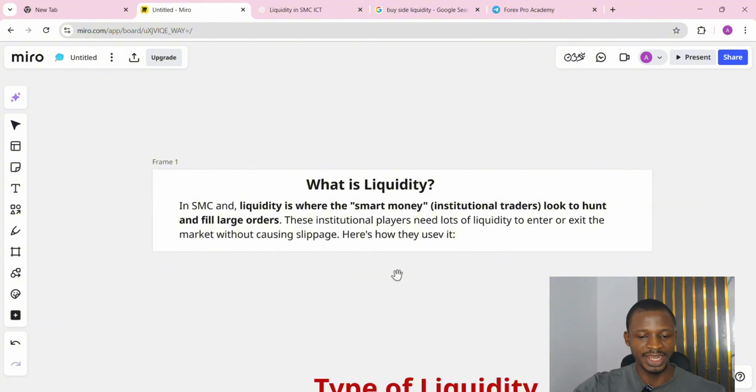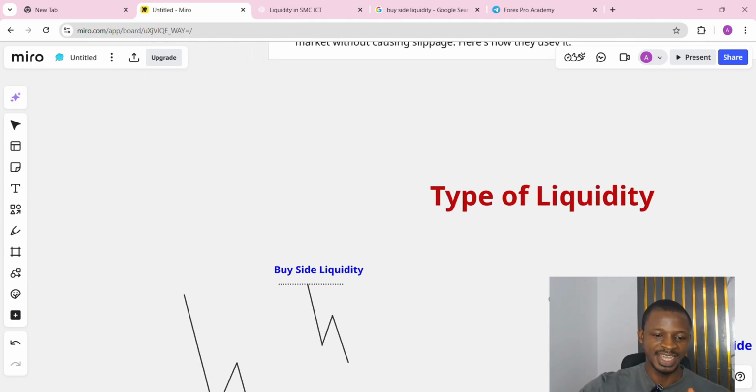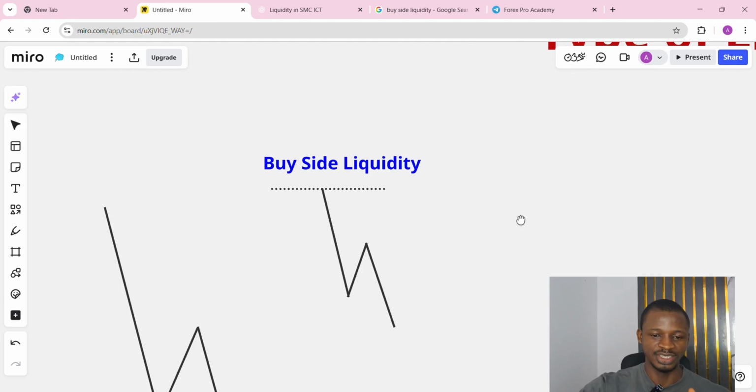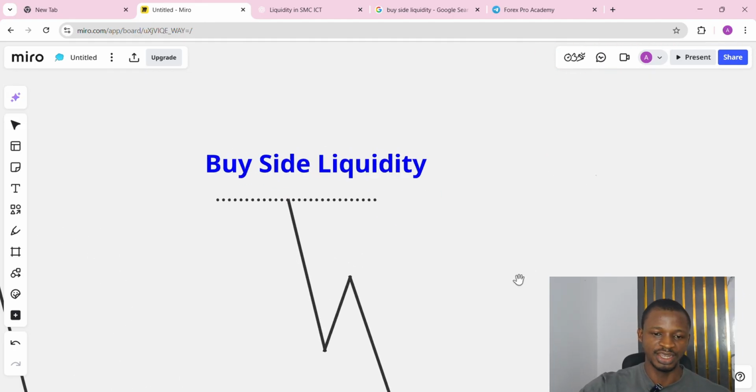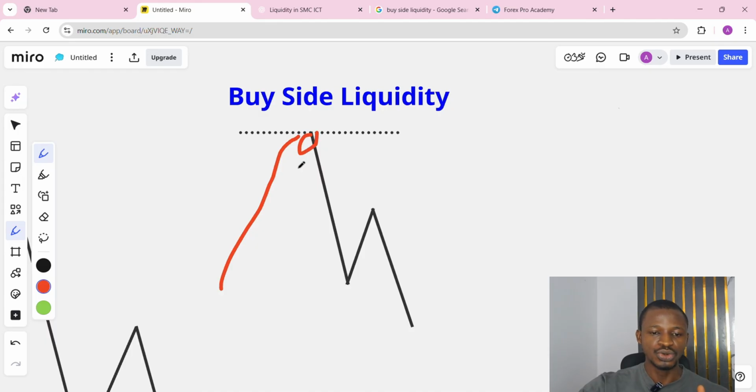So what are the types of liquidity we have in the market? Generally we have two types of liquidity, which are the buy side liquidity and the sell side liquidity. This is the buy side liquidity represented on the dashboard here. As you can see, the buy side liquidity is always found at the swing high, because obviously the market will be coming from this end before it forms these swing highs. So the buy side liquidity is generally found there.